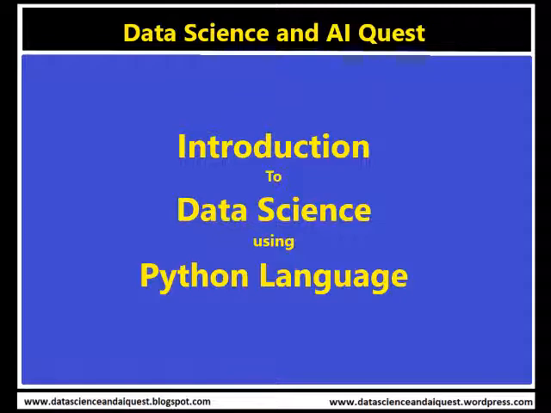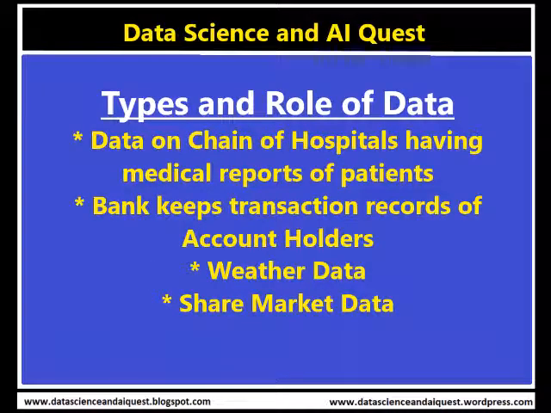In this post, we would be discussing Introduction to Data Science using Python. Data plays an important role in our lives. For example, data about a chain of hospitals which contain data related to medical reports and prescriptions of their patients.